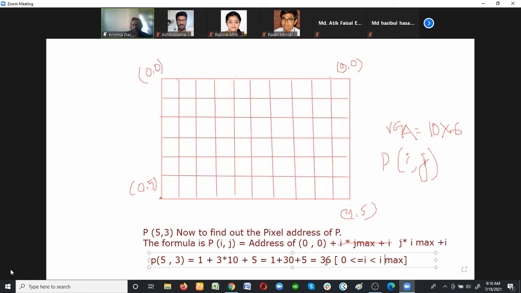So at the end of the day, you will find that this is actually outside that box. Now this is for the I. The same goes for the J: the value of J has to be greater than or equal to 0, but it has to be less than J max. That means less than 6.